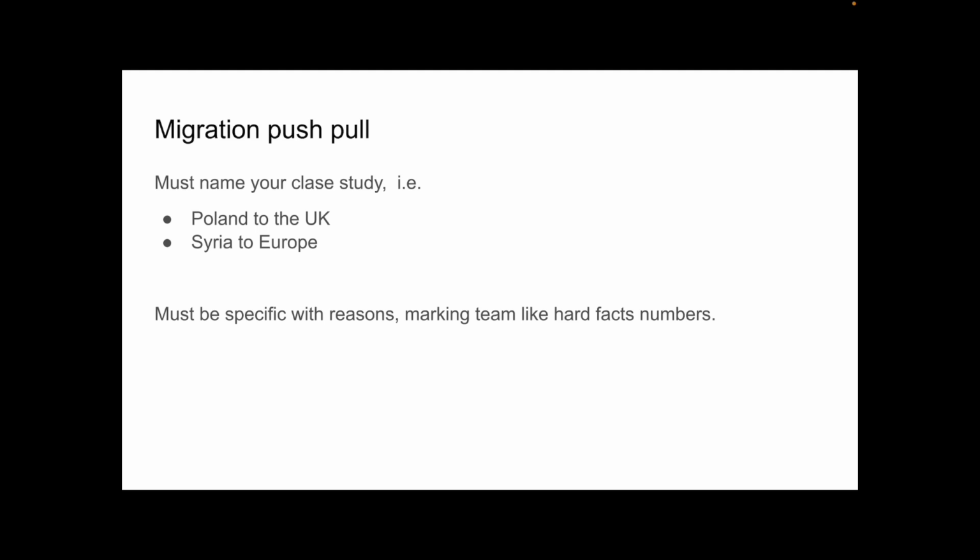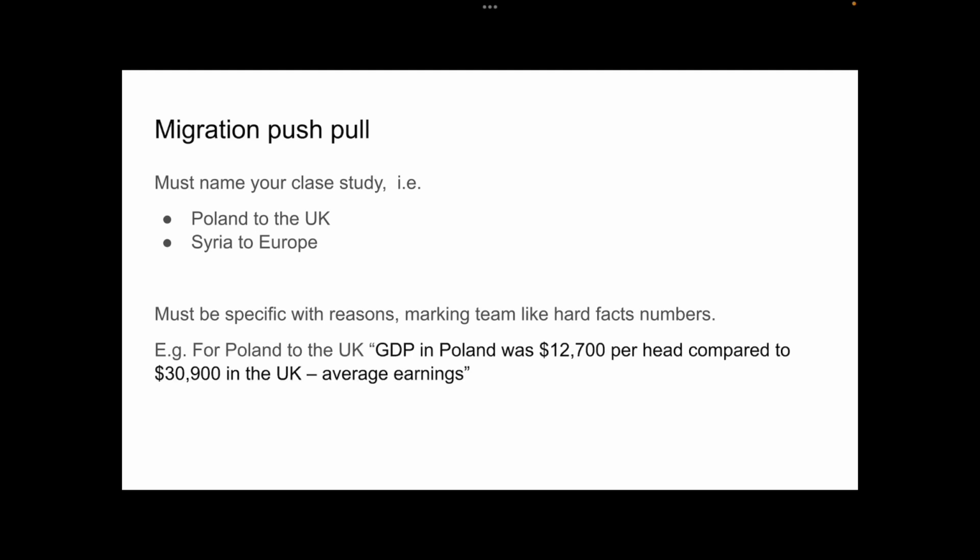Now, generally, these are quite straightforward, but the key thing I wanted to point out to you is that they want specific reasons, so hard facts and hard numbers. So the wee example I've put there is for Poland to the UK. The GDP in Poland was 12,700 per head compared to the UK's, which is obviously 30,900, so it's much higher. So if you move to the UK, you're more likely to have a job that pays better, to give you a better standard of living and things like that. They move more for that than to get jobs.